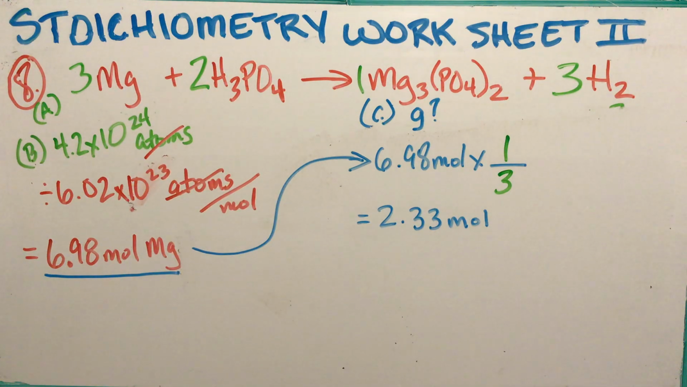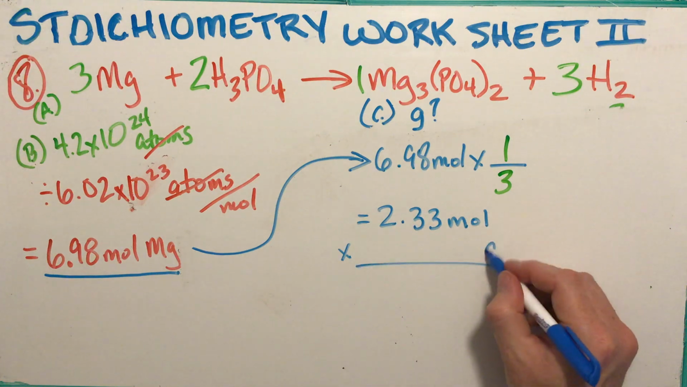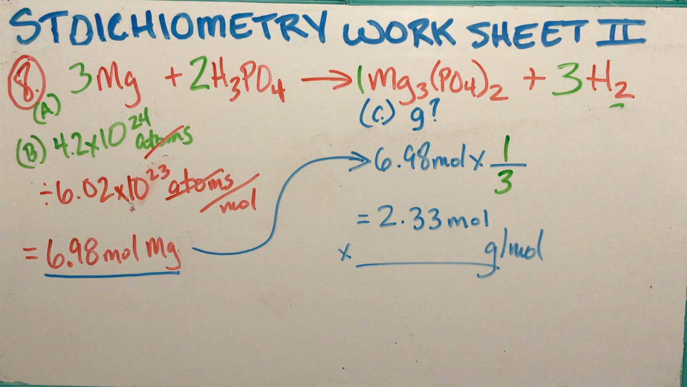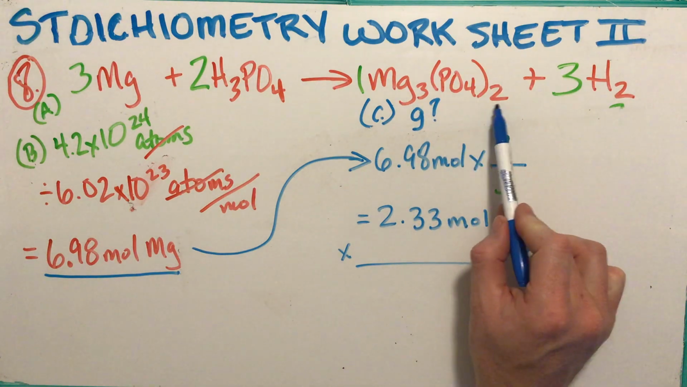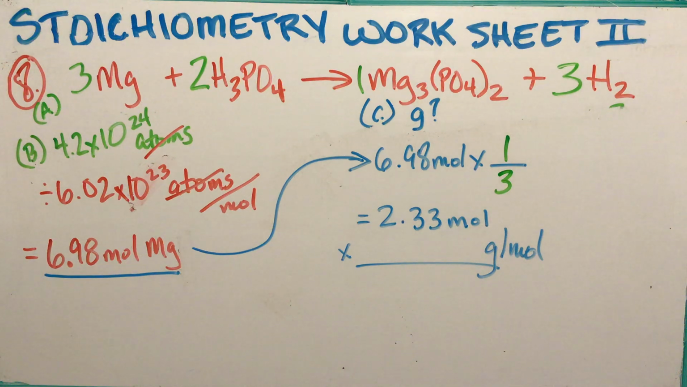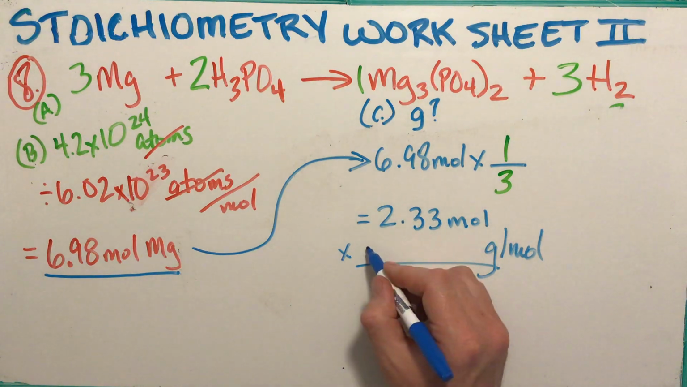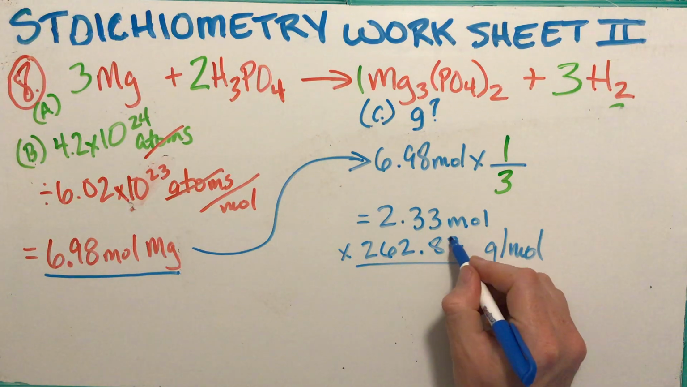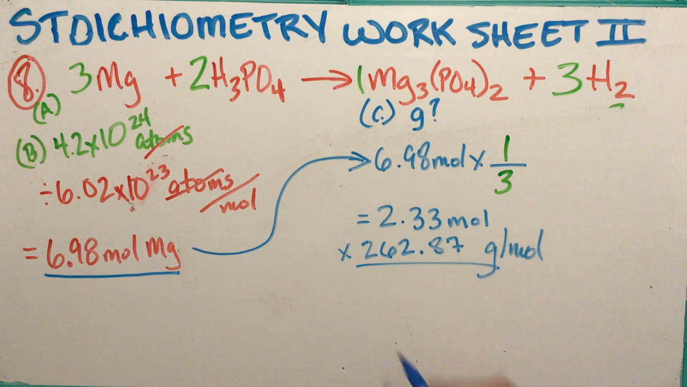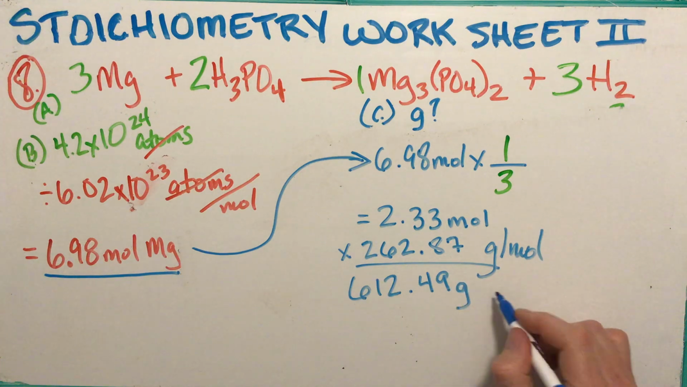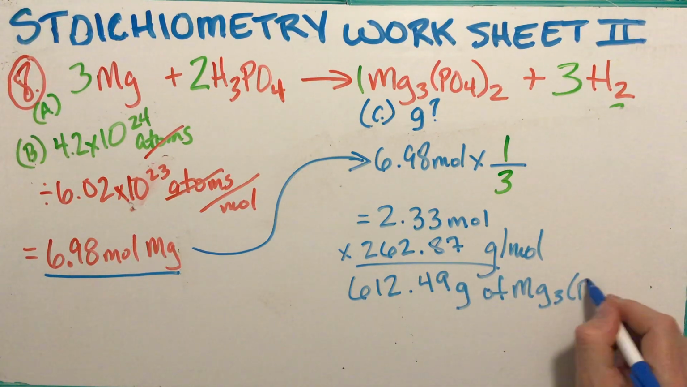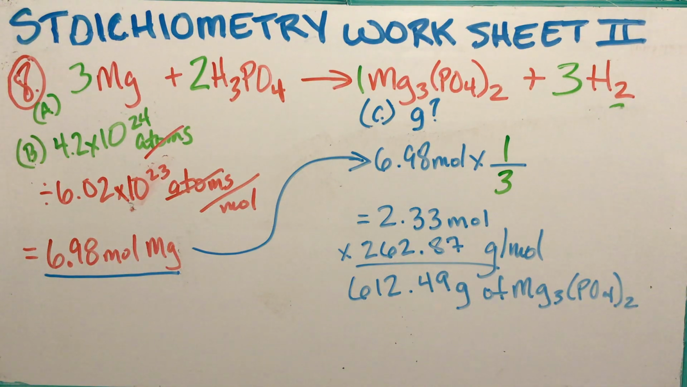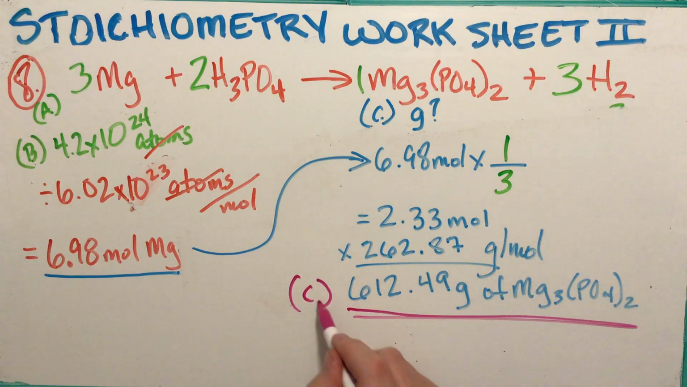Keep our information organized. The next thing I'm going to do, because it wants mass, is multiply by the molar mass of the substance. So I'm going to take 3 magnesiums, 2 phosphates, and 8 oxygens, 2 times 4. I'm going to add all of that together, and I get 262.87 grams per mole. When I multiply those two, I get 612.49 grams of the magnesium phosphate. And that is my final answer for C, 8C.